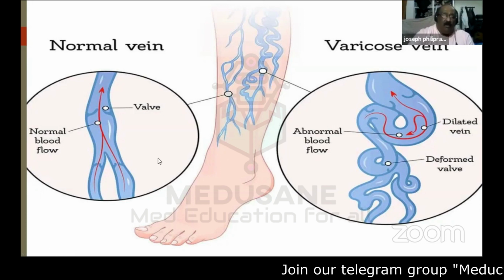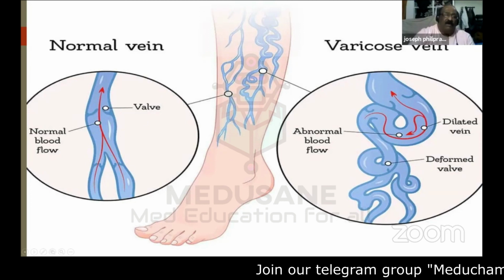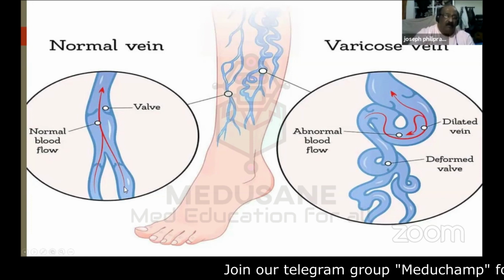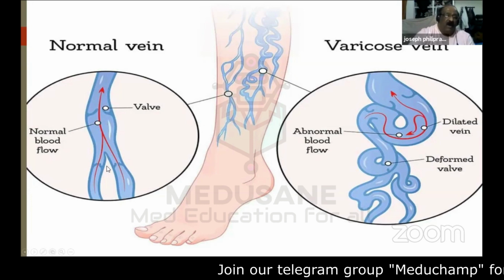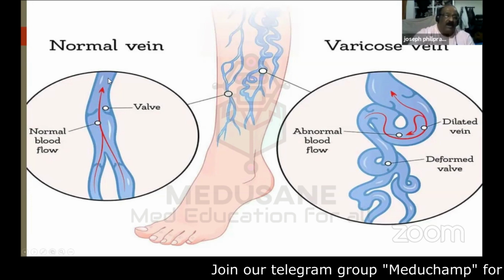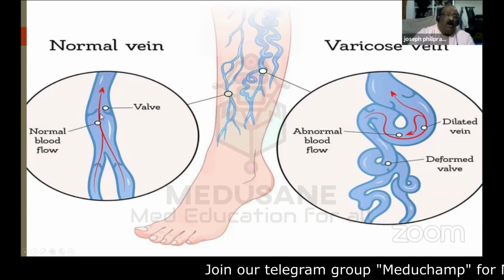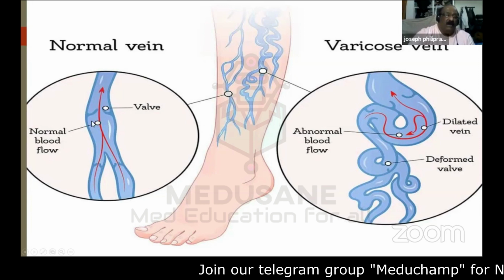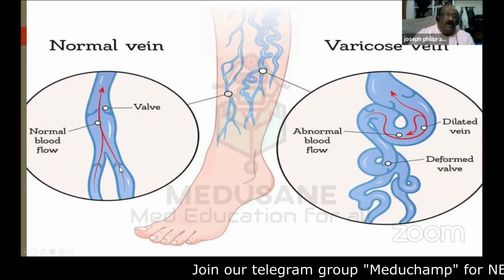The normal blood flow is from below upwards, and there are many valves situated in this long saphenous and short saphenous system which prevent the blood flow from above downwards. So that means the flow of blood is unidirectional from below upwards, and these valves will allow flow only in the direction from below upwards. And this is the normal venous anatomy.